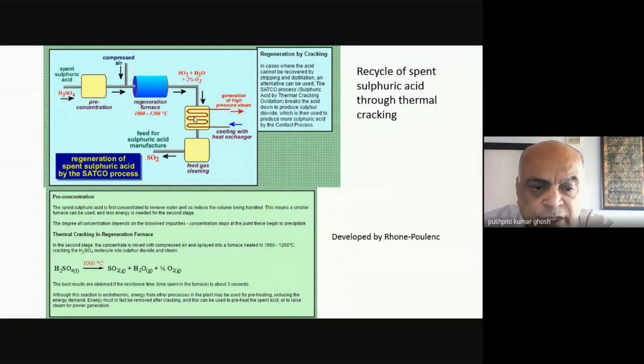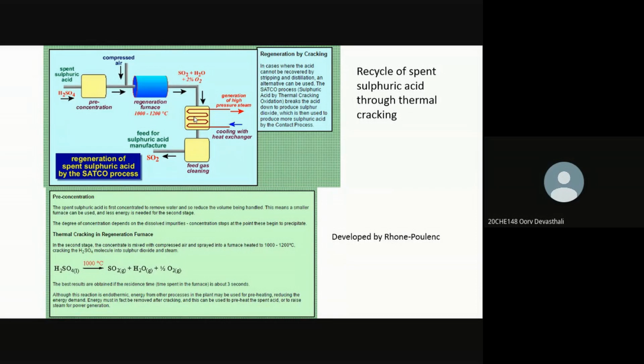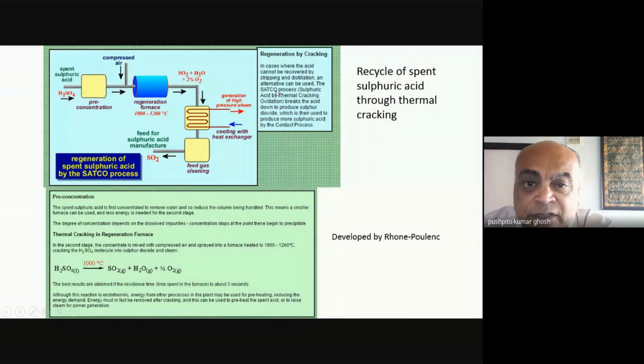Has everybody understood this? Yes. Okay, and this process is known as the SATCO process, invented by Rhône-Poulenc. Sulfuric acid by thermal cracking oxidation. This is the kind of innovativeness which you'll find over and over again in industrial chemical processes. There are people who are able to think out of the box. And remember, you are doing it because you could not find an alternative solution.